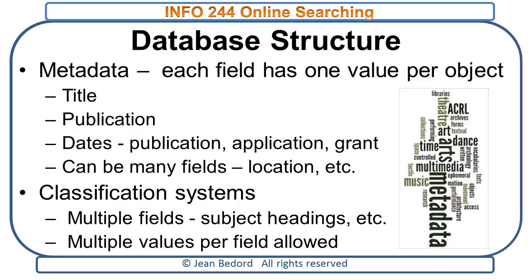Classification systems, however, allow for multiple fields and often multiple values. To get a better understanding, look at the subject fields at the bottom of the record when you retrieve an article.